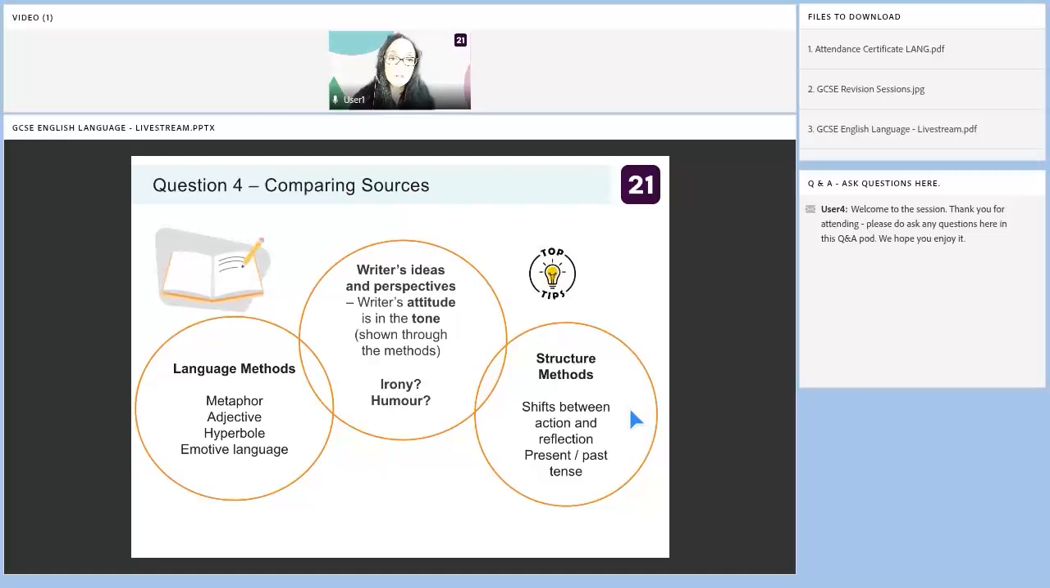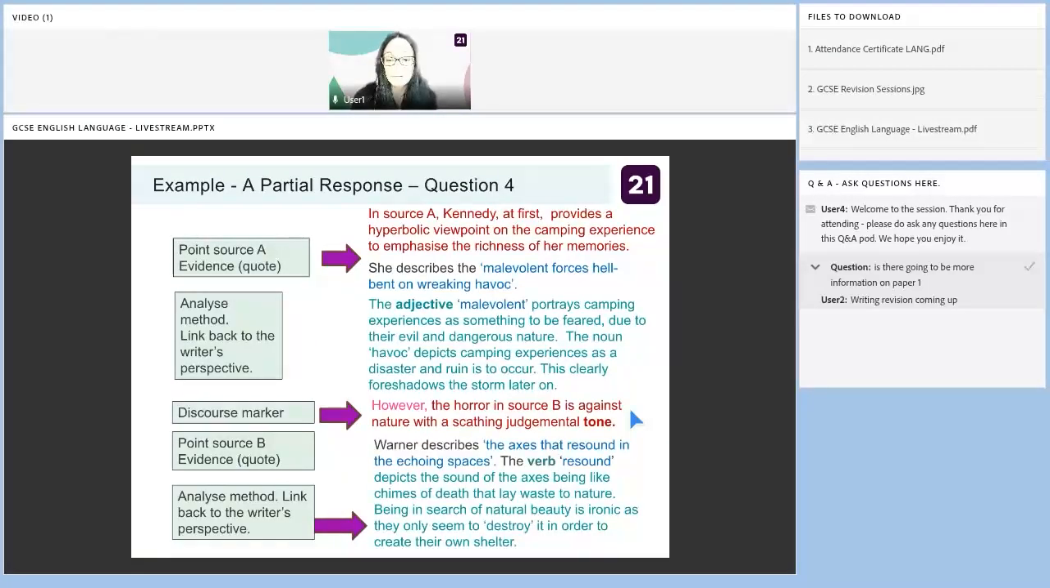So if a writer is using a type of language method, such as hyperbole, to show their viewpoint, then you can analyse it and include it in your response. Now, one tip that you need to be sure of is that you are understanding what the writer's viewpoint is, not that of someone who appears in the text. So, for example, in the June 2022 source A, the writer is Emma Kennedy, and it is her attitude that you're analysing about the camping experience. Even though her mother appears in the text, we're not writing about the attitude of her mother just because she appears in the text. So now let's show you an example. This is a partial response for question 4.